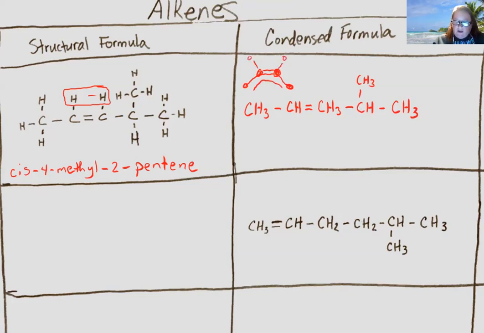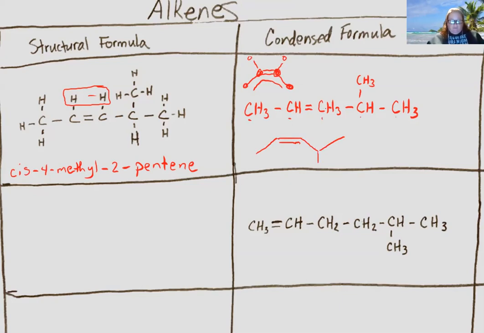So when I draw this, the line structure, and I would do this in the other spot, not right here. I have my first carbon, my second carbon. Between my second and third carbon, I have a double bond, and then this is my fourth carbon, and then I have a fifth carbon. So 1, 2, 3, 4, 5. Now on the fourth carbon, I have a methyl group. So the line structure would look like that.